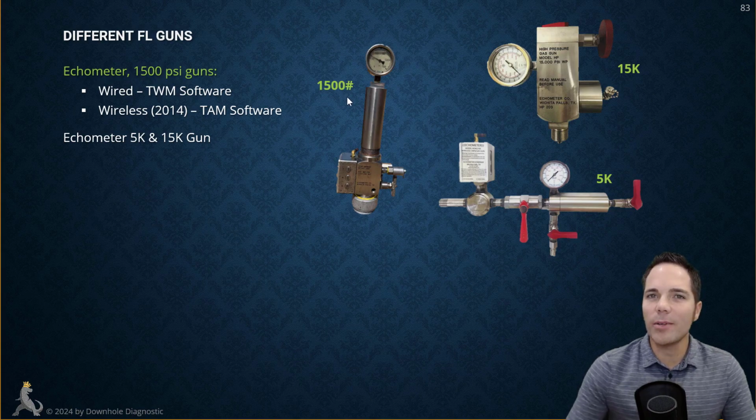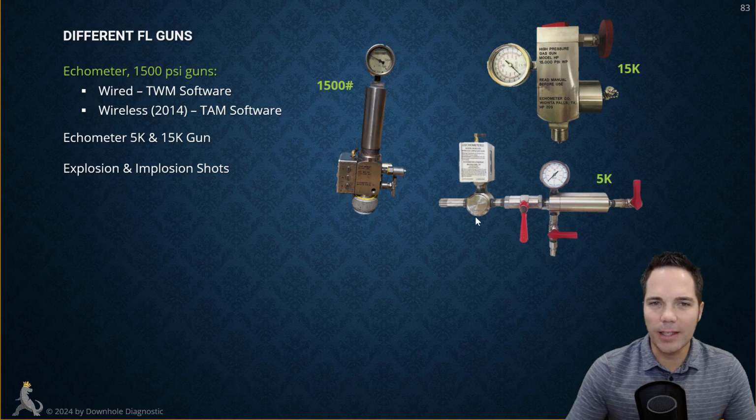But if you have higher pressure wells, 2000, 3000, 4000, this gun is not going to work, and you're going to need one of the 5K guns, 5,000 PSI or 15,000 PSI guns, okay? And this is what they look like right here.